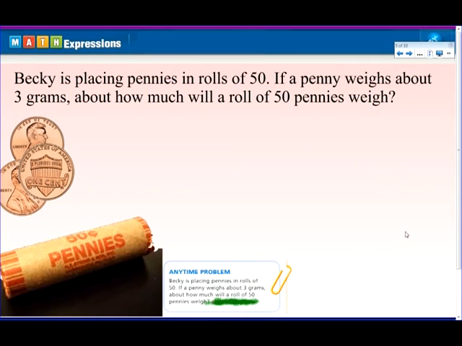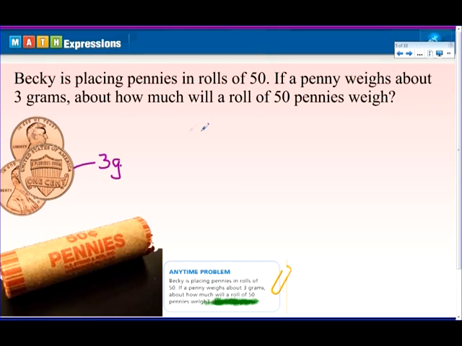Let's start with Becky. Becky is placing pennies in rolls of 50. If a penny weighs about 3 grams, so now we're using weight. Mr. Fisher wants to make sure you understand how to do weight. That's only 3 grams. And we write 3 grams as 3 g, period, 3 grams. But we want to know how much 50 of those pennies weigh. How are we going to figure that problem out?